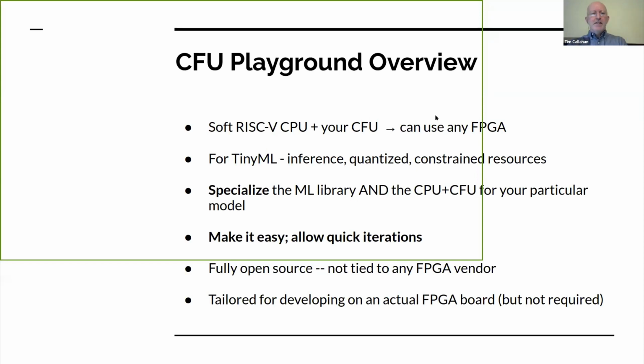Okay, so in one slide, we're starting with a soft core RISC-V CPU, and you're going to add your own custom function unit to extend it. And because everything's soft, it's basically a pile of RTL, and you can put it on any FPGA. And an FPGA, if you don't know what it is, is basically programmable hardware, including a bunch of programmable random logic, embedded memory blocks, and DSP blocks, which can do multiplies quickly. And of course, programmable interconnect to hook them all together.